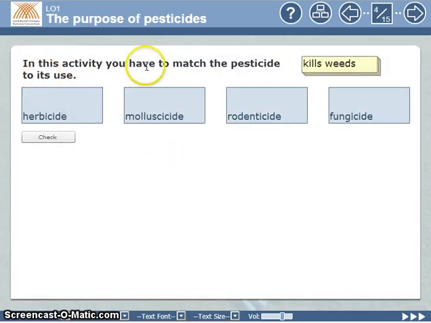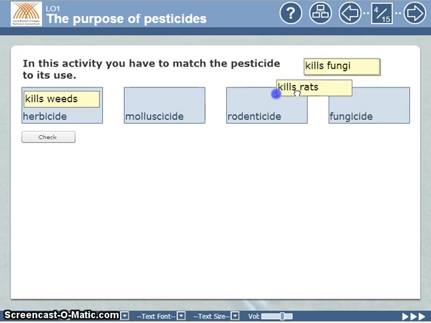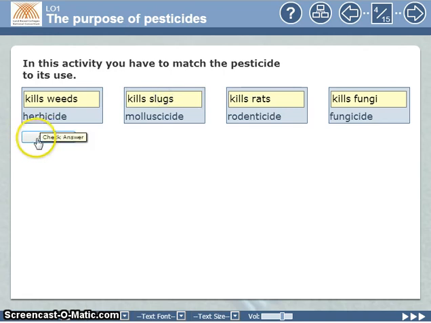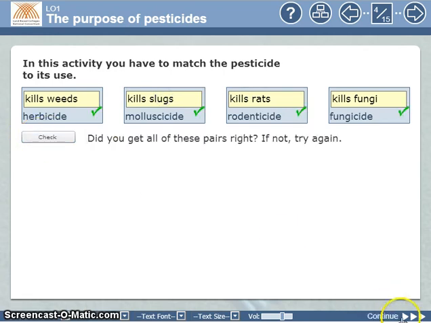Okay, so in this activity you have to match the pesticide to its use. If it kills weeds, that's going to be herbicide. Kills rats, so that's a rodent, so rodenticide. Kills fungi, so fungicide, and kills slugs, molluscicide. Okay, so check those. Alright.